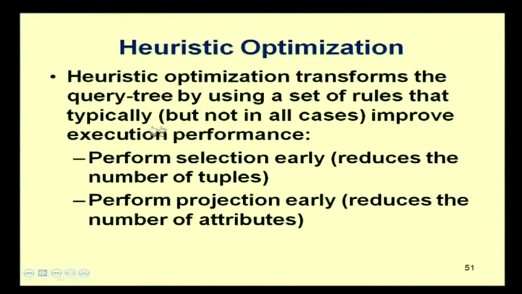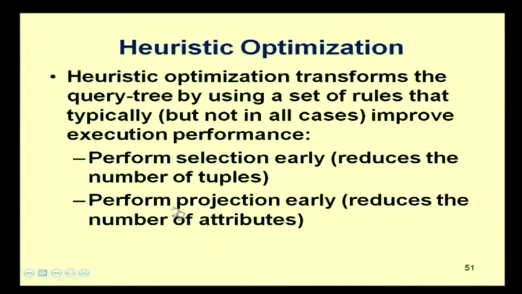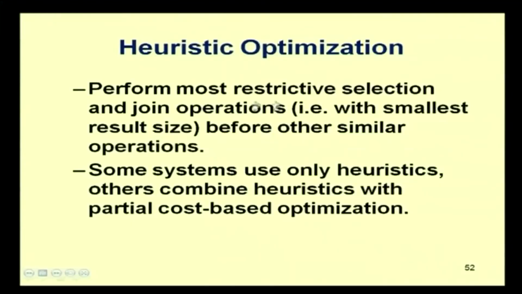So, heuristic optimization transforms the query tree by using a set of rules that typically, but not in all cases, improve execution performance. The two we saw in the example: perform selection early, which reduces the number of tuples, and perform projection early, which reduces the number of attributes, which I have already spoken about. Perform the most restrictive selection and join operation with the smallest result size before other similar operations.